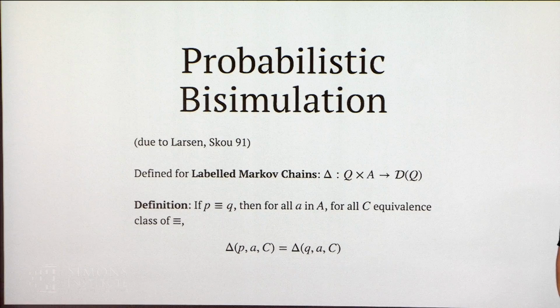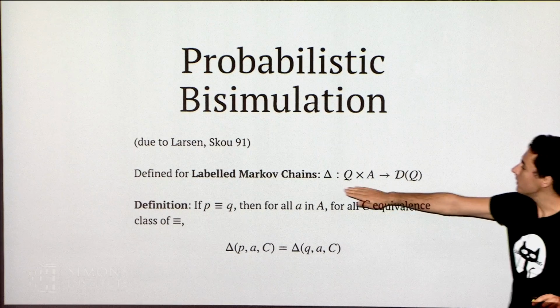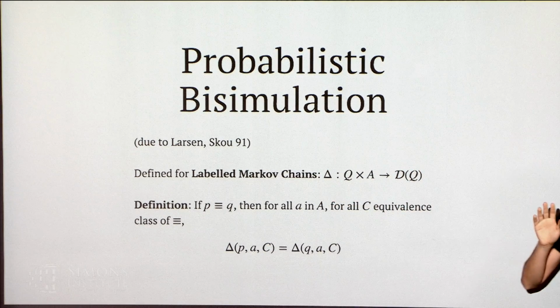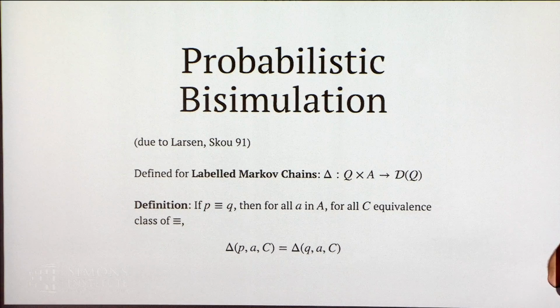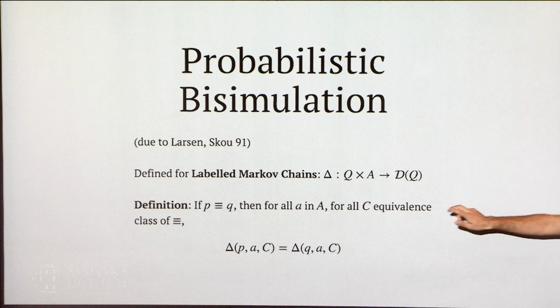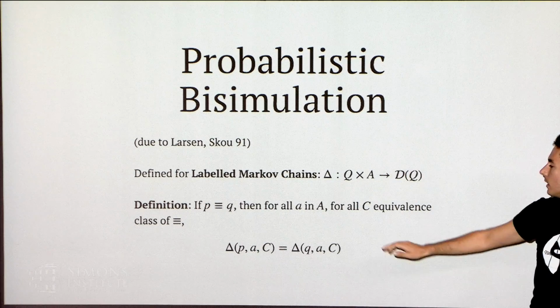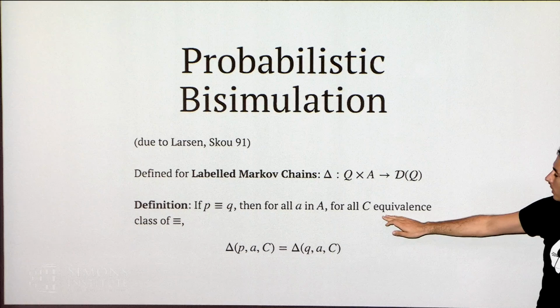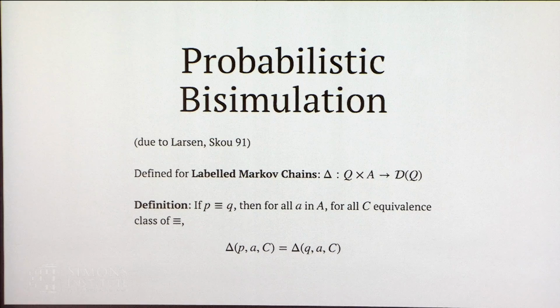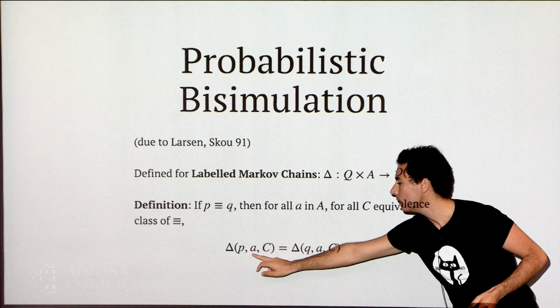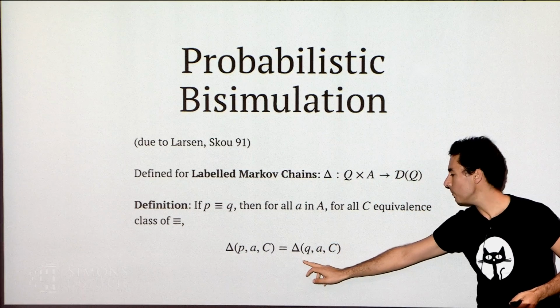The notion was defined by Larsen and Skou in 91. And it's defined for Markov chains, not for Markov decision processes. So you don't have any choice. There are just these labels. The definition is the following. It's an equivalence relation for states. We say that P and Q are two states that are equivalent if for any action A, you're looking at some equivalence class C of your bisimulation, right? So a subset of the states. And it has to be the case that the probability from P reading A to go to C is the same as from Q.